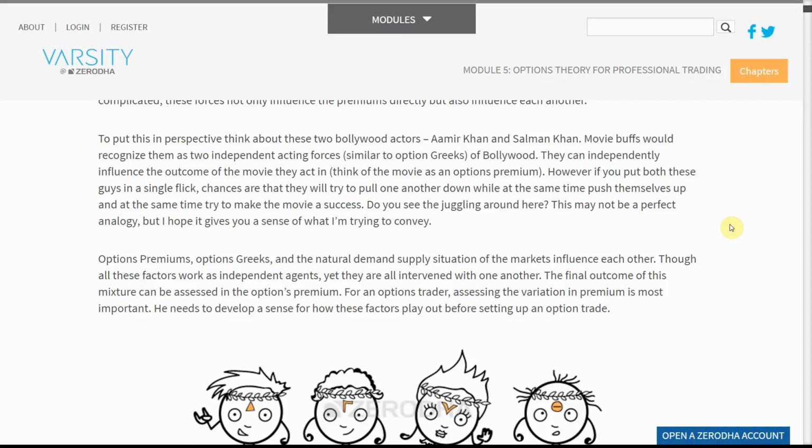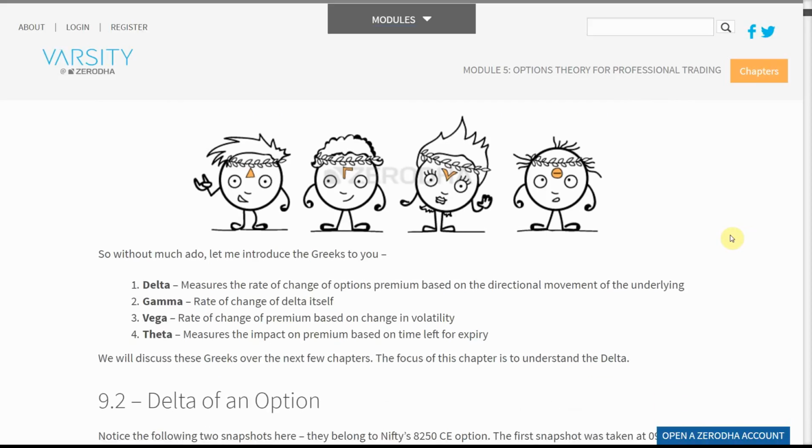Options premiums, options Greeks, and the natural demand-supply situation of the markets influence each other. Though all these factors work as independent agents, yet they are all intertwined with one another. The final outcome of this mixture can be assessed in the options premium. For an options trader, assessing the variation in premium is most important. He needs to develop a sense for how these factors play out before setting up an option trade. So without much ado, let me introduce the Greeks to you.